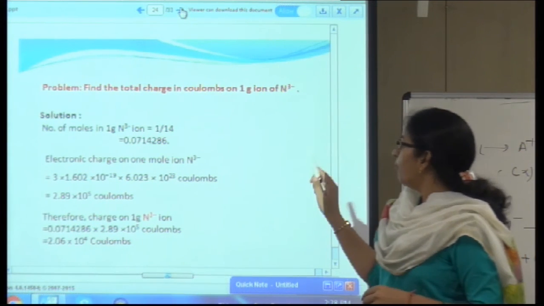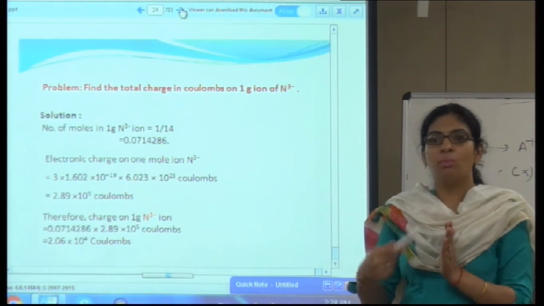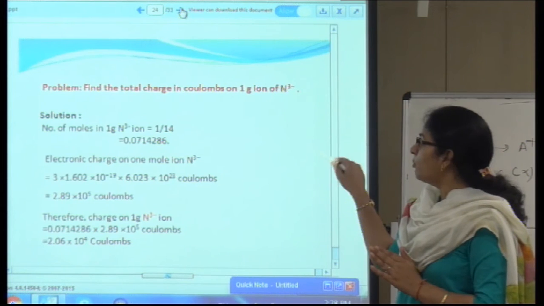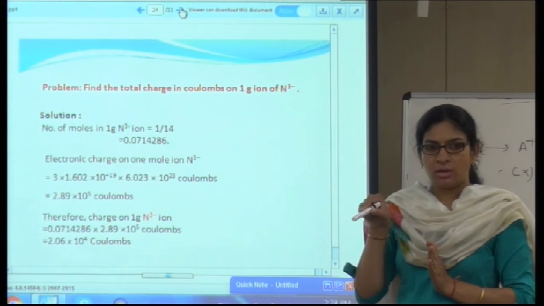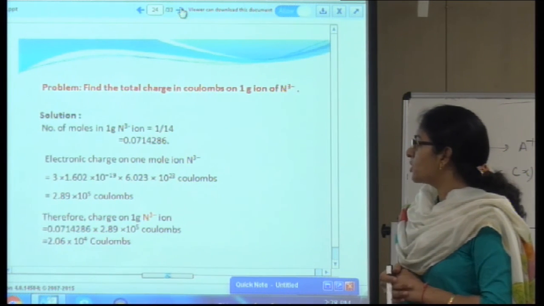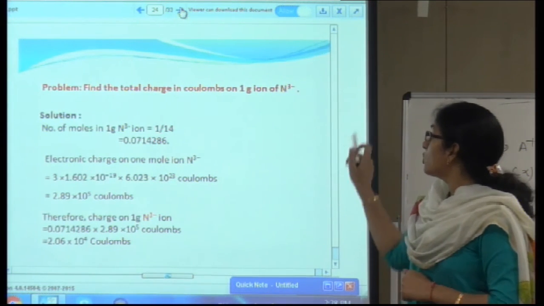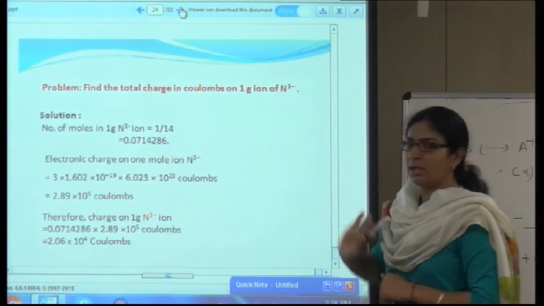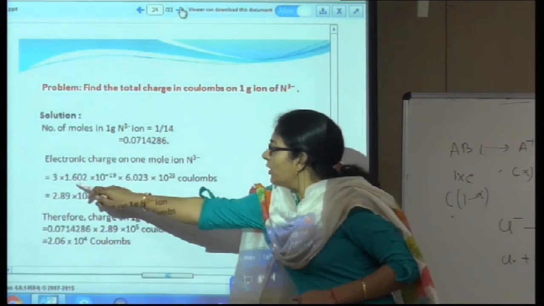So if it is 1 gram, you need to convert it into number of moles. So number of moles is gram divided by molecular mass, right? So 1 by 14 gives you the number of moles. Now, after you calculate the number of moles, you see the charge on this is 3 minus. So the total charge will be what? This quantity is F only.